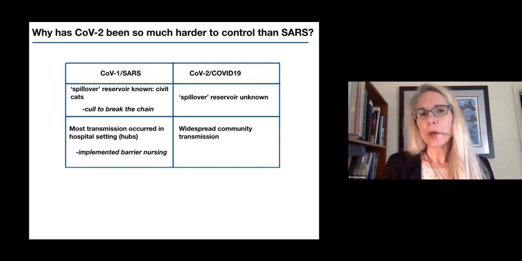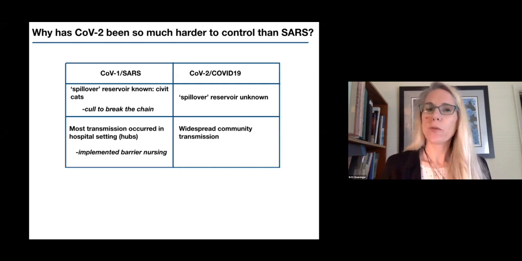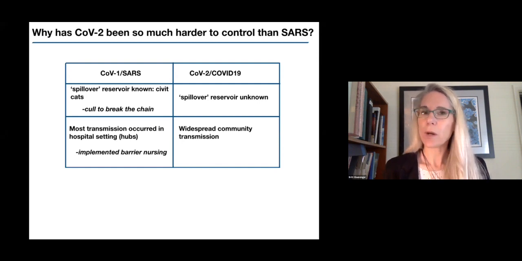The second, which is an important reason, is that for SARS-CoV-1, most of the transmission occurred in hospital settings, which were actually hubs of transmission. And so once this was recognized, medical personnel were able to implement barrier nursing to control transmission in the medical setting. And for CoV-2, while of course medical personnel are at an elevated risk, there's widespread community transmission, and so implementing barrier nursing will not stop that transmission.